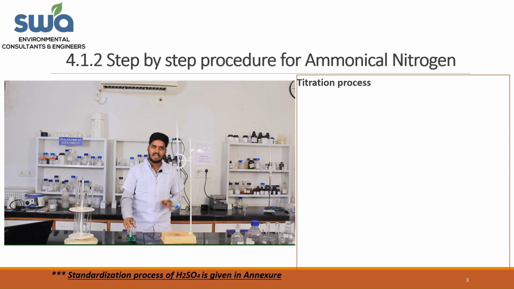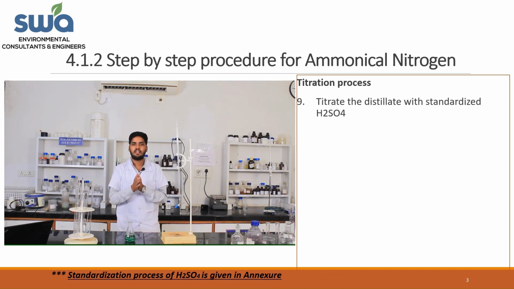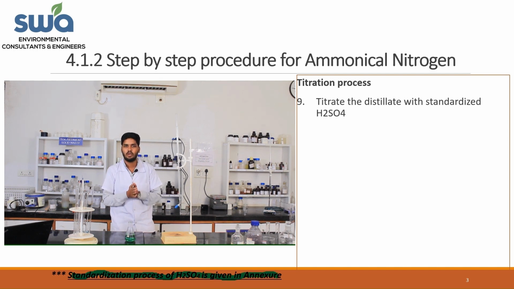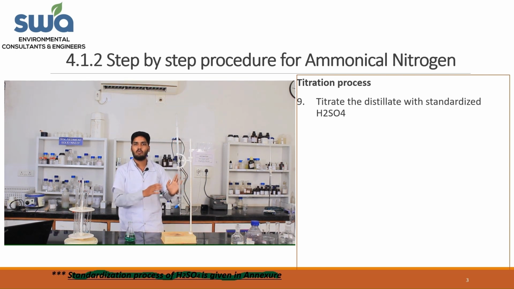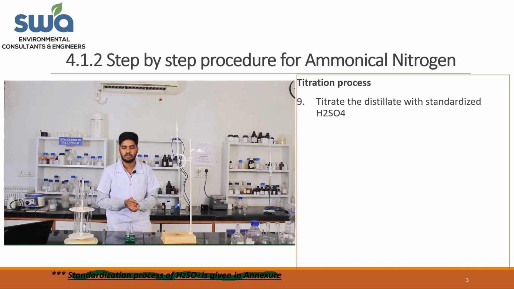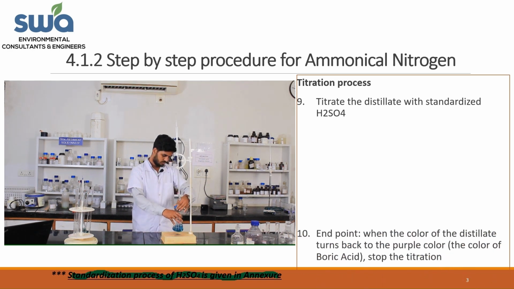Now we will titrate it with 0.02 normal standardized H2SO4. The standardization process of H2SO4 is given in the annexure. You can refer to that and you can get the accurate normality of H2SO4. We have filled the burette with 0.02 normal standardized H2SO4. Now we will titrate and note the reading, and after that we will move to the calculation part. So let's titrate this ammoniacal nitrogen distillate.